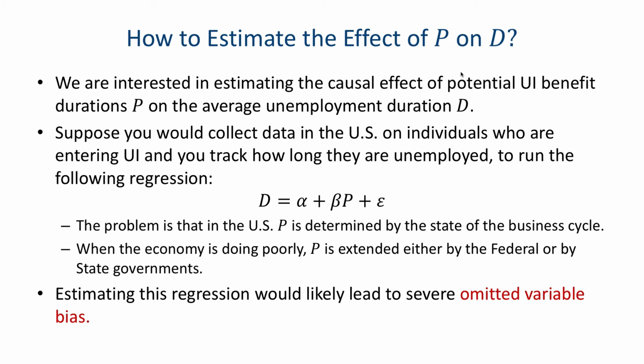We are interested in estimating the causal effect of potential UI benefit durations, P, on the average unemployment duration, D. Suppose you would collect data in the United States on individuals who are entering UI, and you track how long they are unemployed to run the following regression. D is equal to alpha plus beta P plus epsilon. The problem is in the United States, P is determined by the state of the business cycle. When the economy is doing poorly, P is extended either by the federal government or by state governments. Therefore, if you just estimate this using all of these data, this regression would likely lead to severe omitted variable bias.